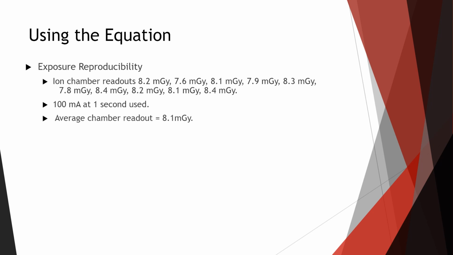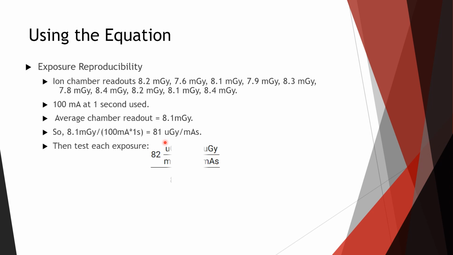The average chamber readout is 8.1 milligrays. So 8.1 milligrays divided by the 100 mA times 1 second equals 81 micrograys. We got that 81 micrograys. If you're trying to work out how it got here, this is micrograys and this was in milligrays. So it's 81 micrograys here.